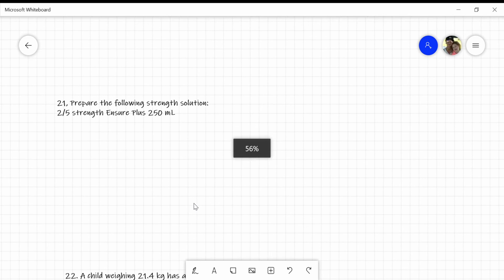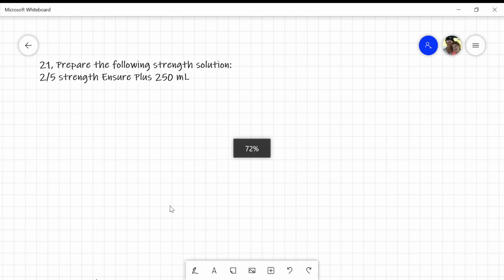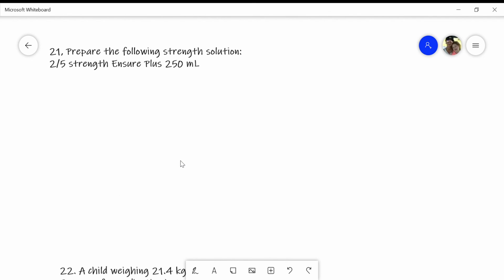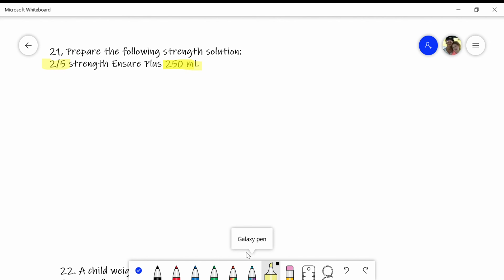Okay, so prepare the following strength solutions: 2/5 strength Ensure plus 250 milliliters. So we need 2/5 strength, and we have 250 milliliters. Where am I at? I'm on 21. I need my next paper. 21. So we're going to do it the same way. We can do it either way.